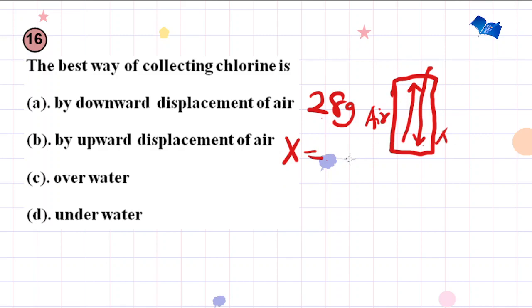Now, if the gas in question is less dense, that means it's lower than 28 grams, then it will be collected by downward displacement of air. This is simply because air being denser will go down and then the gas will go up. Now, the chlorine gas is diatomic, Cl2. It has its mass of 71 grams, the mass of 1 mole of the chlorine gas. Being larger than 28 grams, it will be collected by upward displacement of air. The chlorine gas will go down and air will go up.